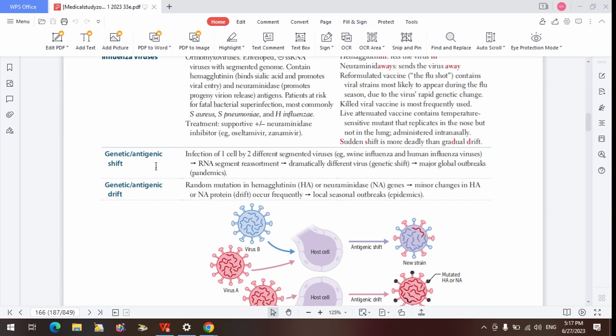But in the shift, you are changing the entire genome. You are mixing one genome with another genome because you have two viruses that are infecting a particular cell. Do you guys get? Two viruses are infecting a cell. They will mix together.